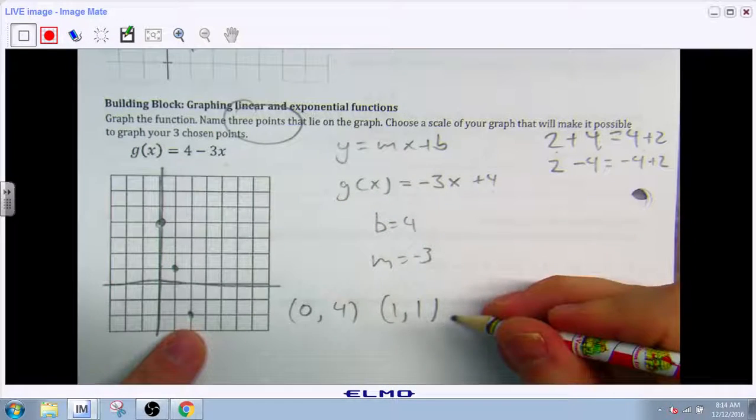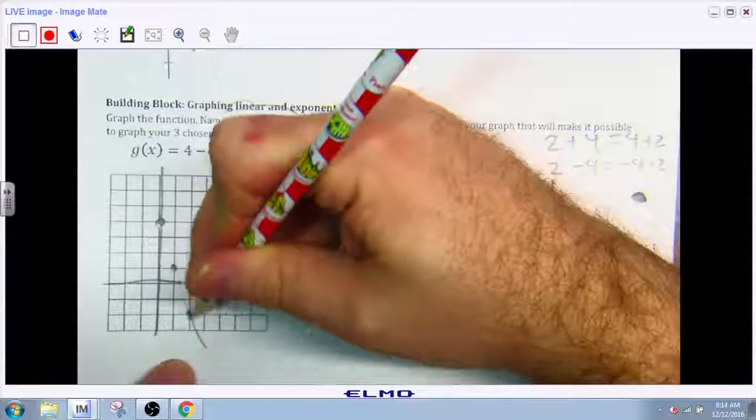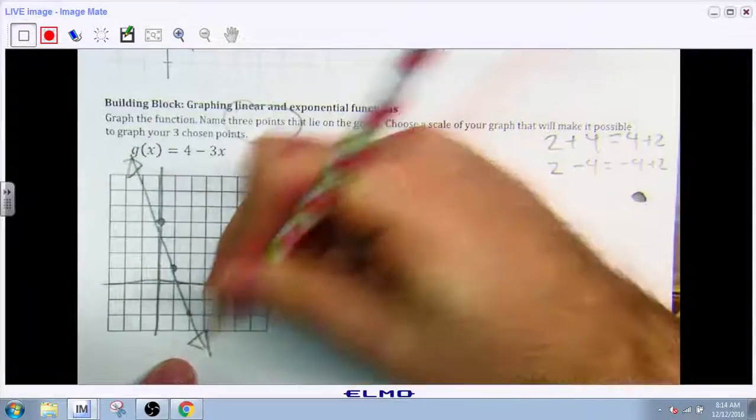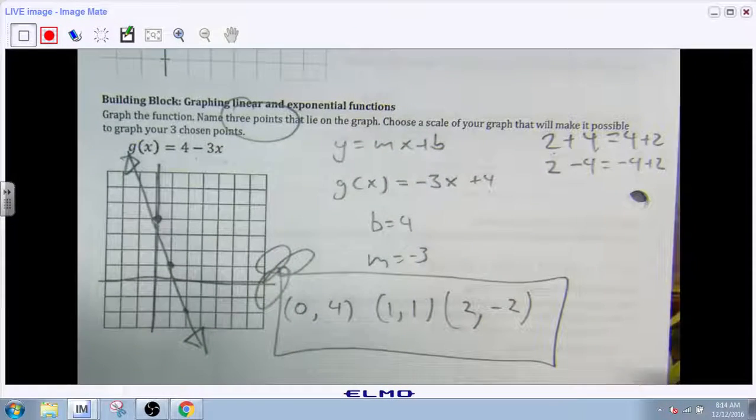So that's the point 2, -2. Okay, and then I have a line, and that's my answer. Put a bow on it. Give it to Santa. Santa works hard this time of year. Let's give him a gift.